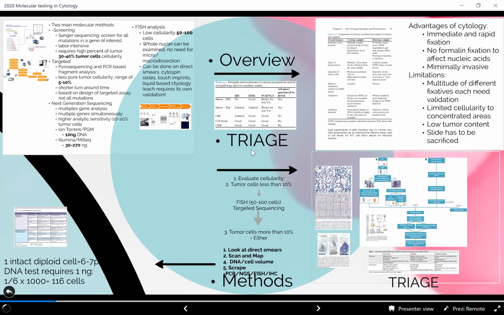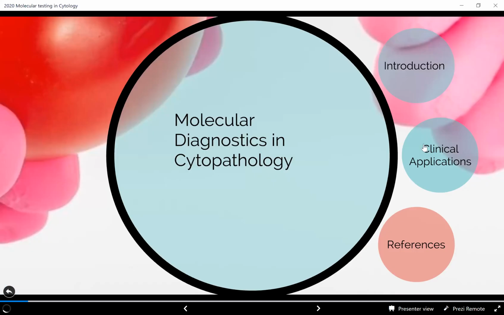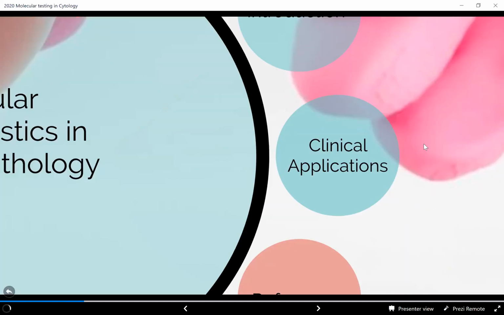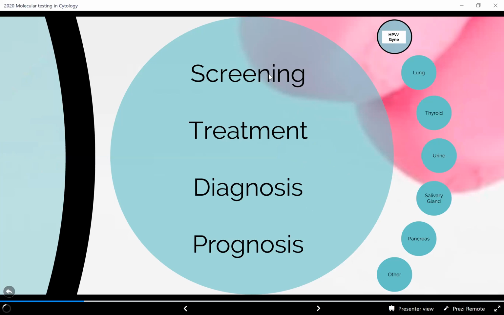Next, let's talk about the clinical applications. So molecular testing has been more and more incorporated and is being used for screening, treatment, diagnosis, prognosis, and so forth. Perhaps the one that everybody knows about, the majority, is the HPV, right?